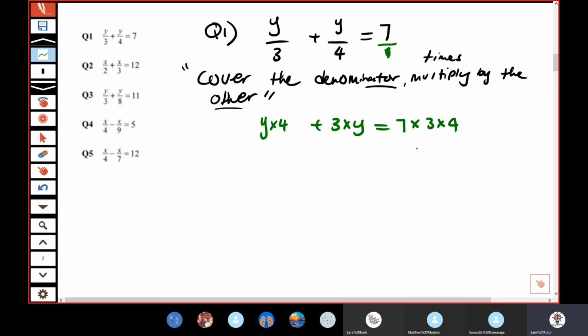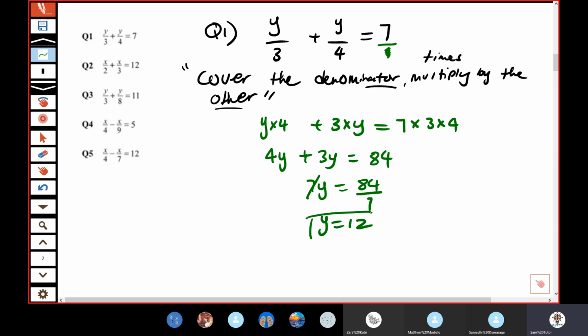Zara, you remember this? Cover the denominator, times the other? A little bit. Okay, so then pretty much all we're going to do is what? 4 times y is 4y, 3 times y is 3y, 7 times 3 times 4 is 84. And then 4y plus 3y is 7y. Right, simplify these. 7y, and then obviously divide by 7, y equals 12.